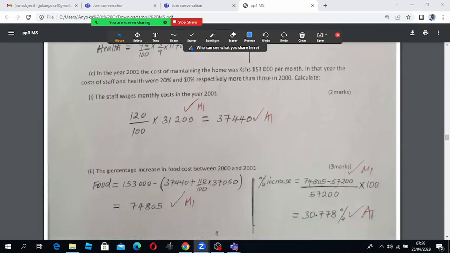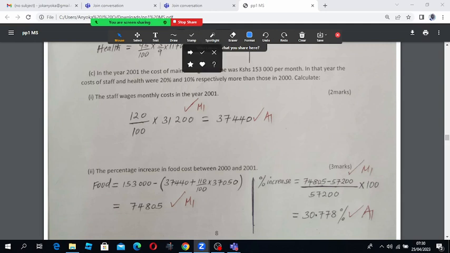In the year 2001, the cost of maintaining a home was 153,000 per month. In that year, the cost of food and earth were 20% and 10% respectively more than those in 2000. Calculate the staff wages monthly costs.